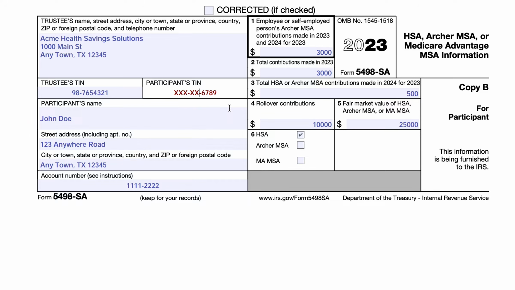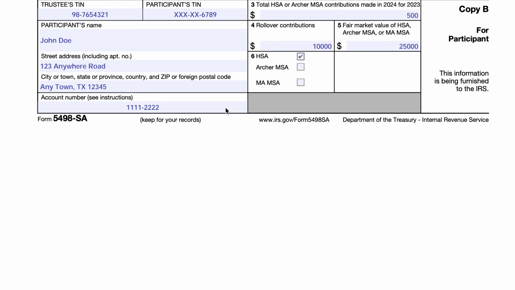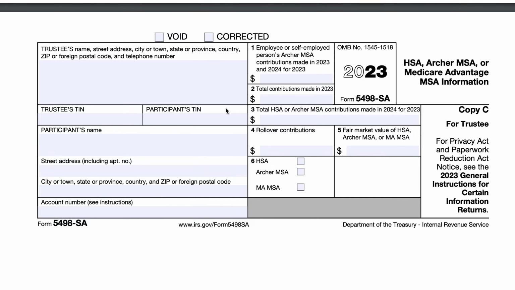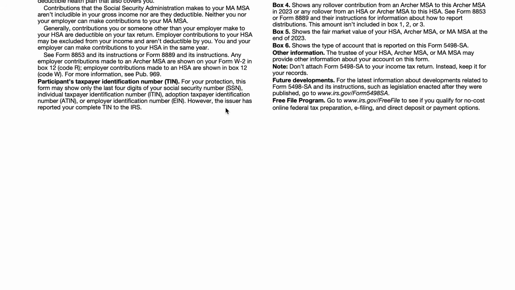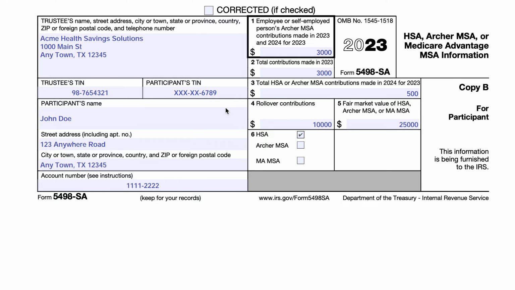So there are 3 copies of this form. The first copy goes to the IRS. Second copy goes to the taxpayer, and then the third copy will be retained by your account custodian or the trustee. They all have virtually identical information, so there's not really much difference between these. I've had that question a few times, and generally speaking, other than copy A, copy B, and copy C, and the intended recipient, there's virtually no difference on these forms.